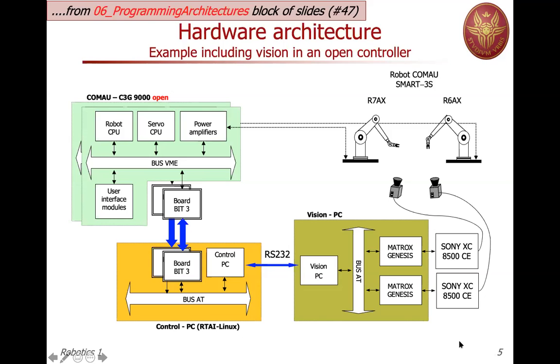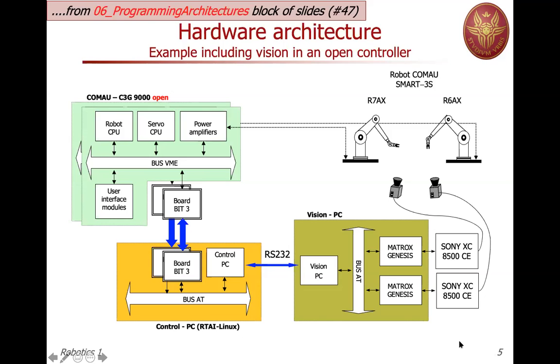Which is open in the sense that they don't remove all their own controller, but allow the user, through a serial port, an RS-232, to be interfaced with a special board, called B3, directly to the VME bus of the controller. So having the same authority as all the other elements in the controller, including the servo board that is controlling the axis of the robot.